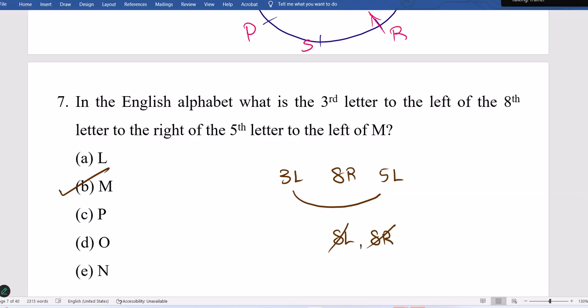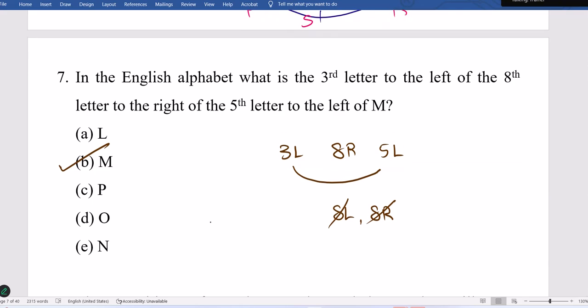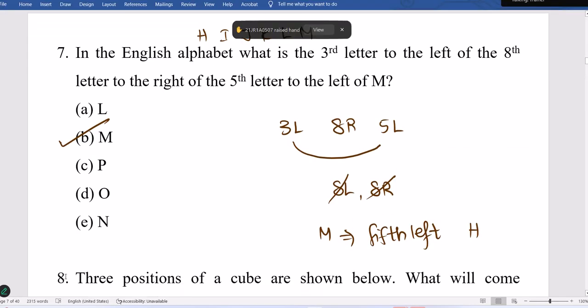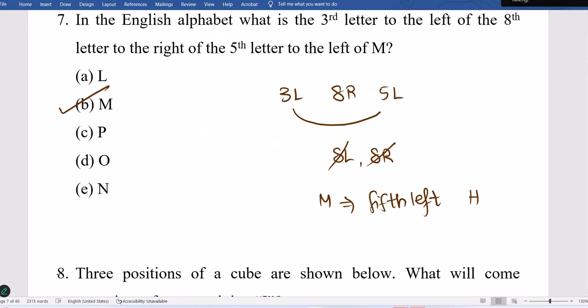Okay, or else practically if you observe, for the M letter, fifth left. M is 13, right? Minus 5 means we'll get 8. H is the fifth left. So M, first left is this, second left, third left, fourth left, fifth left. Then for H we have to go eighth right. If you go eighth right, we'll get the P letter.